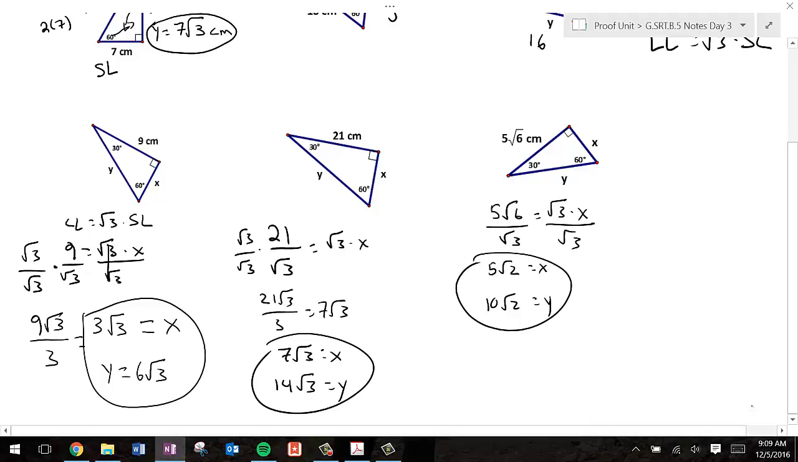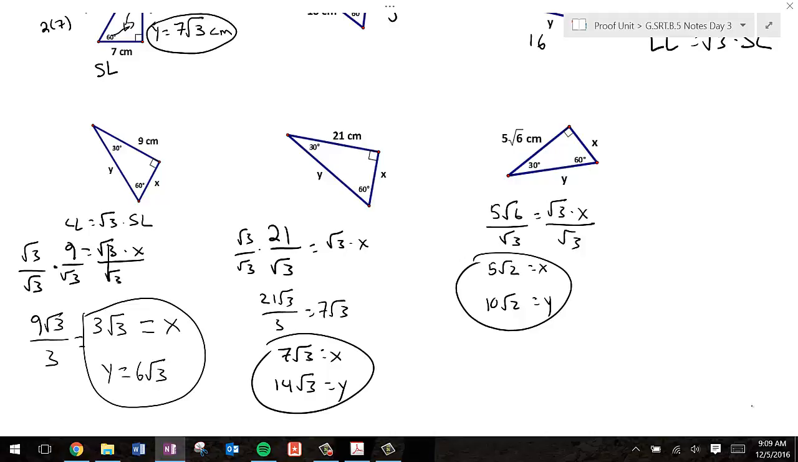Okay, welcome back. So number 5 was very similar to number 4. We're going to divide both sides by square root of 3 to get x on its own. And it does require me to rationalize the denominator, and I end up with 21 square root of 3 over 3, and that simplifies to 7 square root 3 for x. And I would just double the number outside the radical to get y, and I'd end up with 14 square root 3.